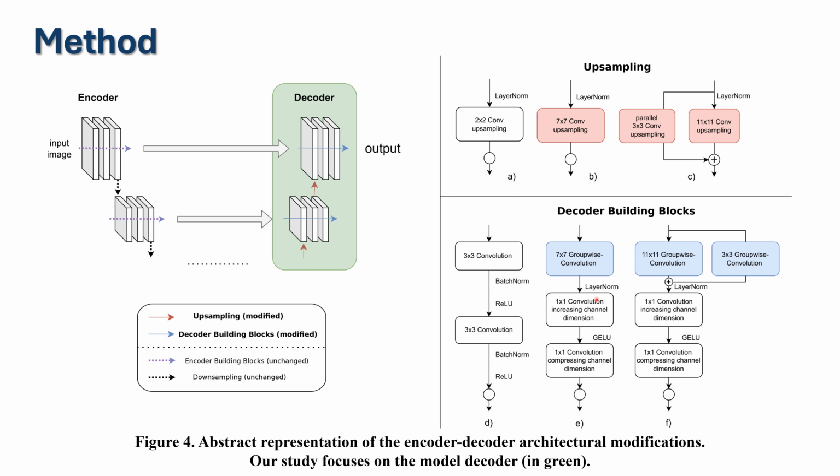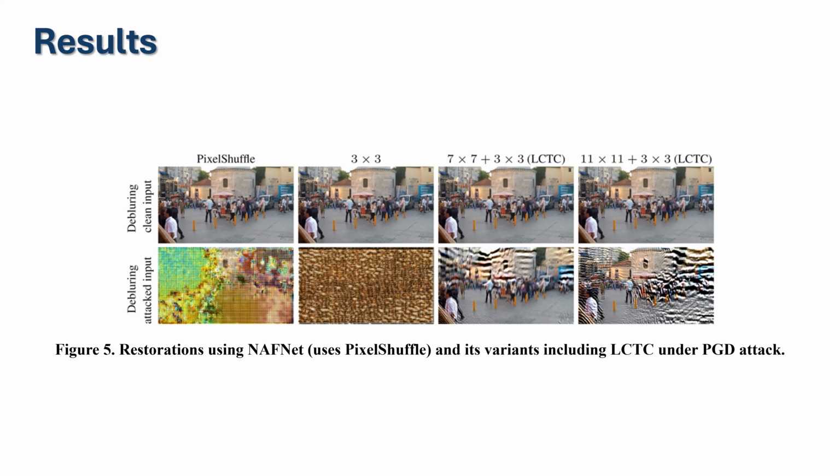As shown on the bottom right, we consider the ResNet-like decoder building block structure and two ConvNeXt-like structures for the backbone of the decoder. Here, we also consider an additional small convolution applied in parallel, analogous to the upsampling operation here. First, we show results for the considered image deblurring task.